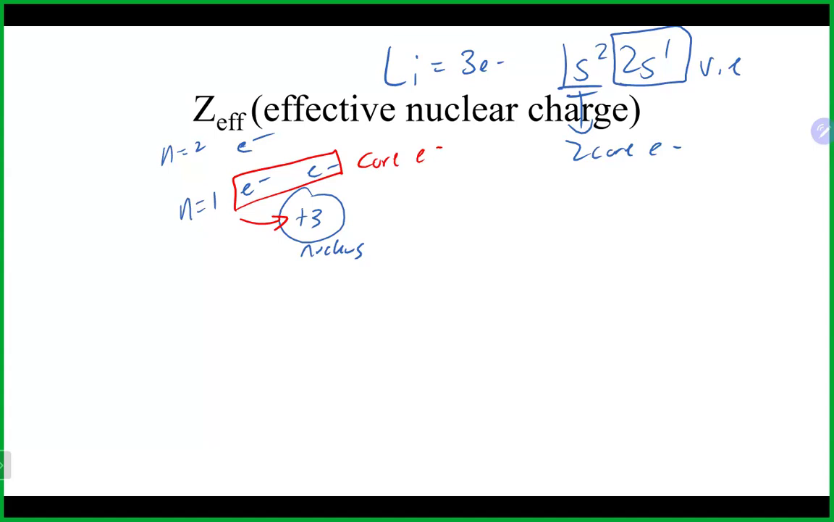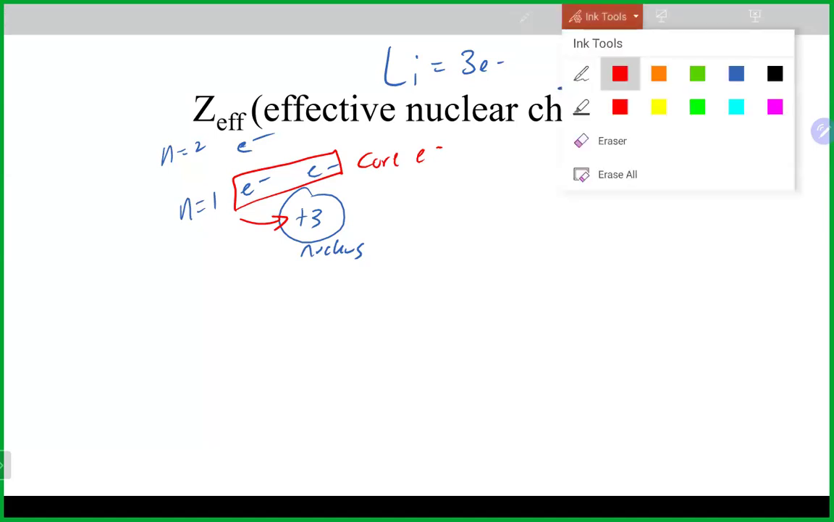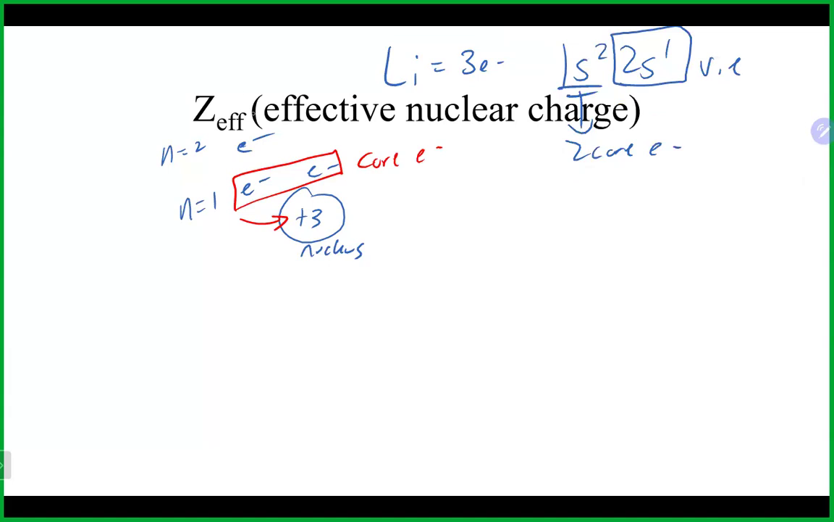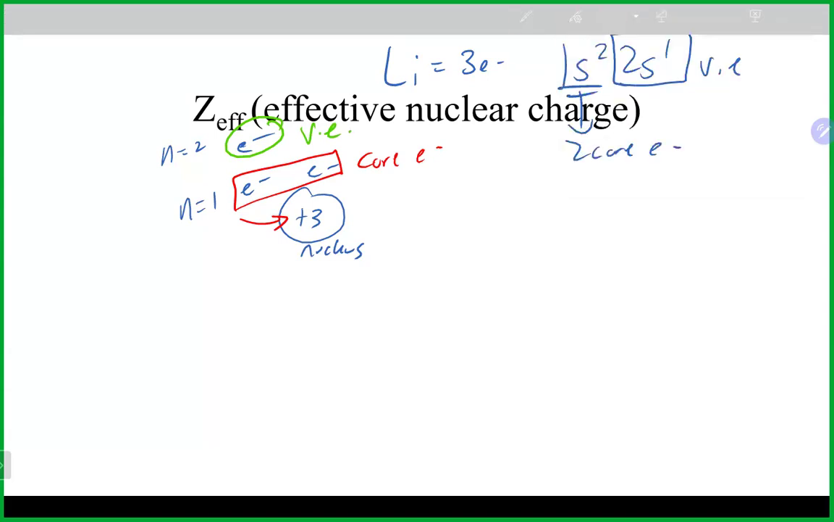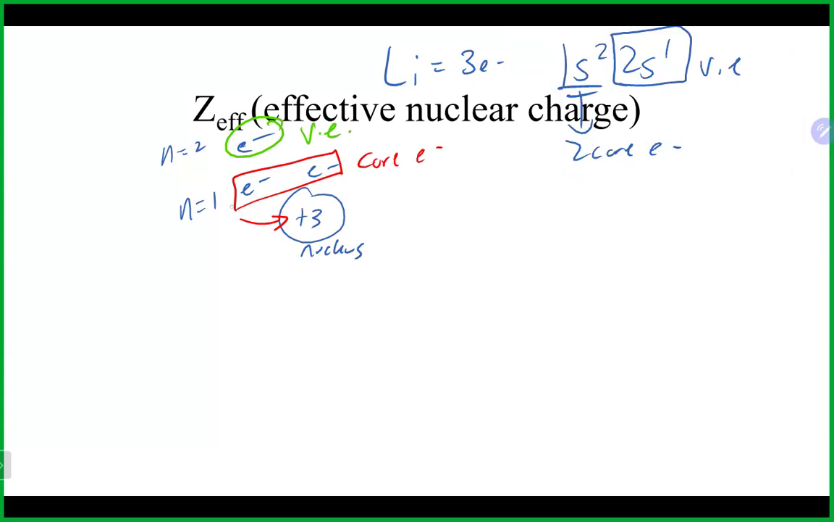Now, when we talk about our lonely little valence electron out here, he is not going to actually feel the full brunt of that +3 charge. He's going to experience what is known as shielding. And this valence electron is actually shielded from the full brunt of the +3 charge in the nucleus.